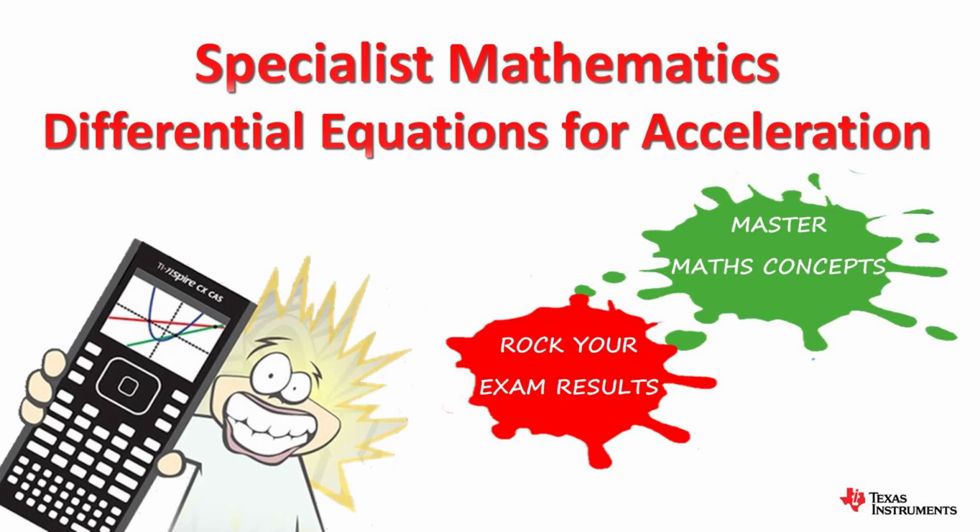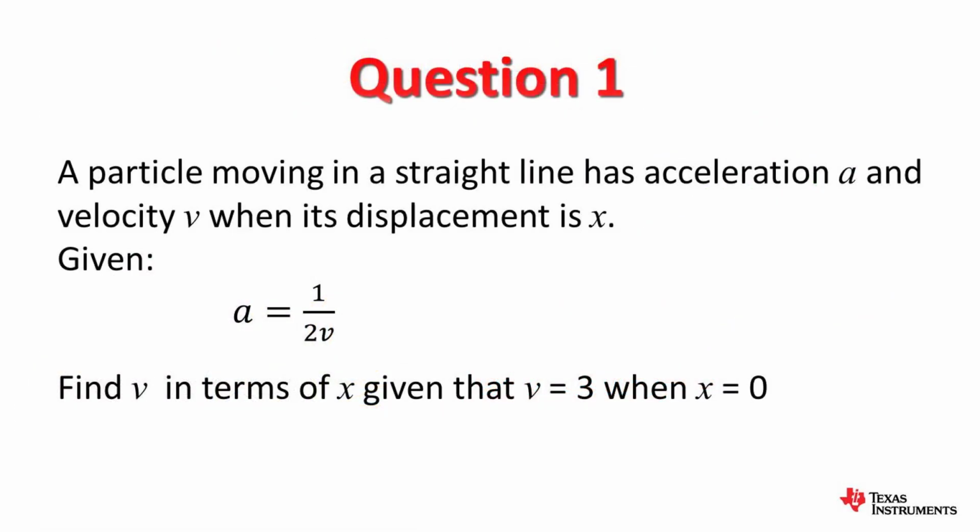Today we'll look at the use of the differential equation solver to solve a differential equation where the acceleration is in a particular form. A particle moves in a straight line and it has an acceleration a and velocity v when its displacement is x. If a is equal to 1 on 2v, we're asked to find v in terms of x given that v equals 3 when x equals 0.